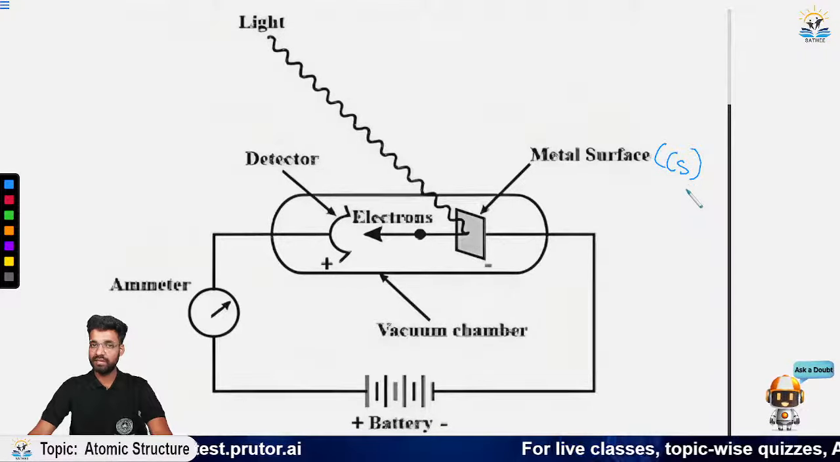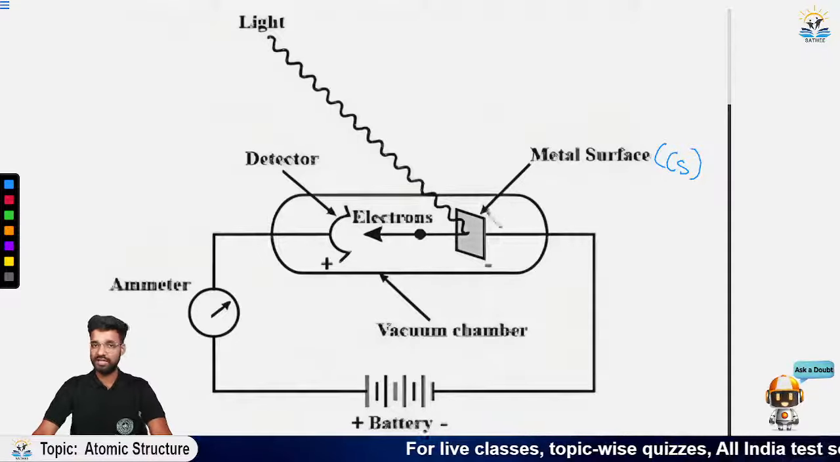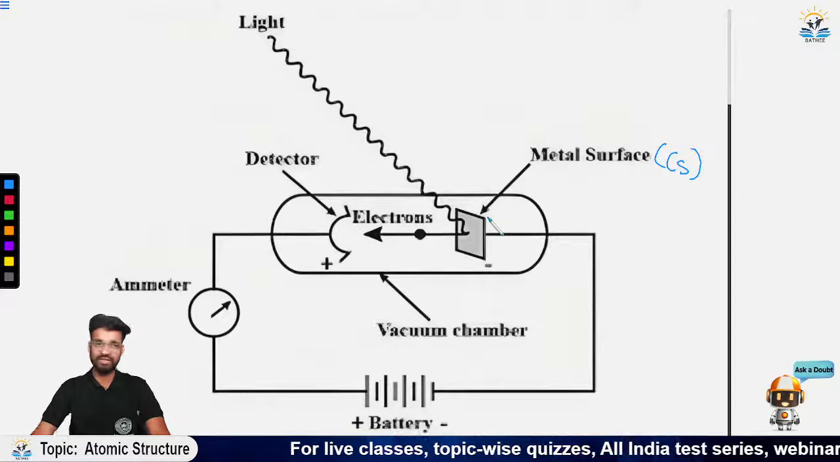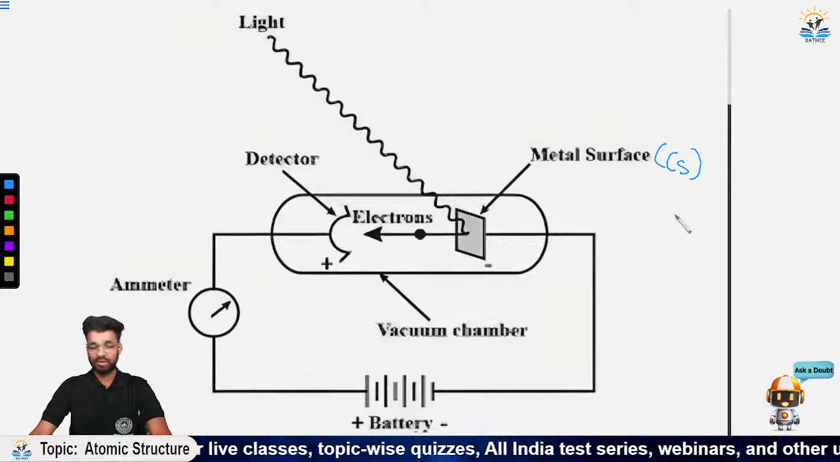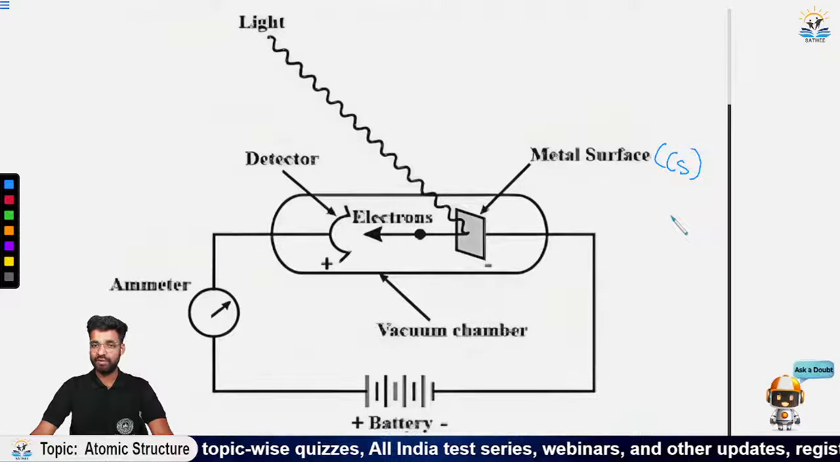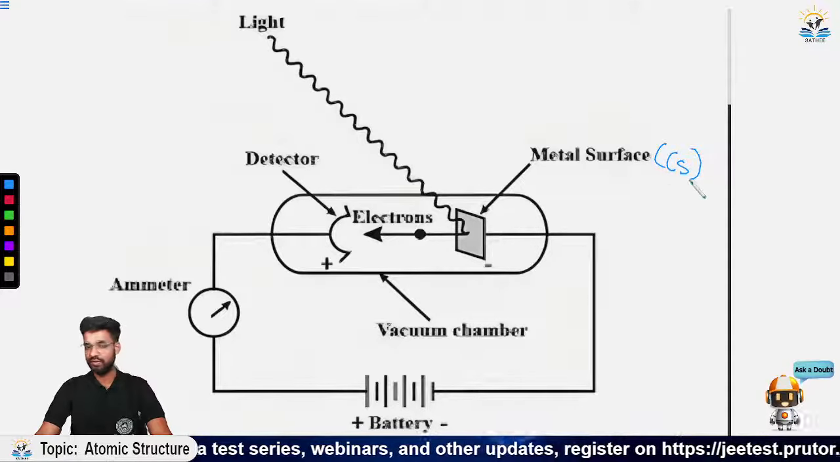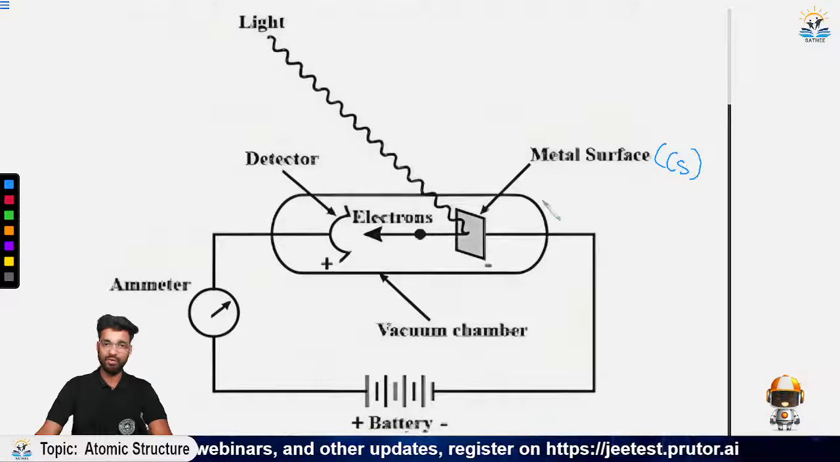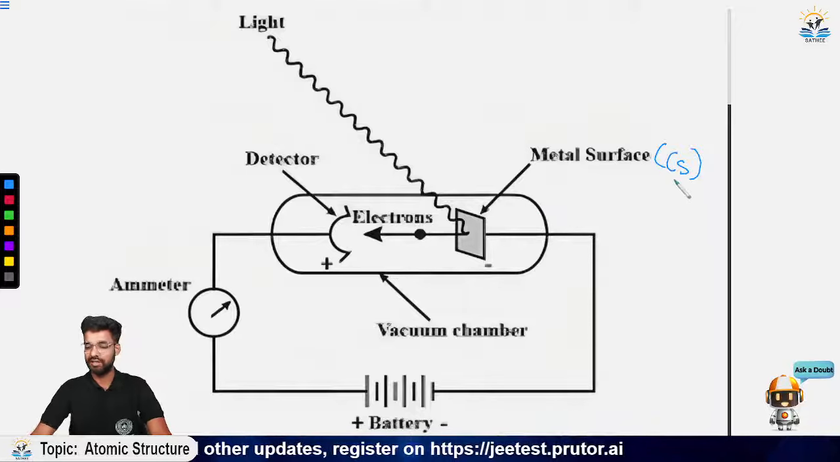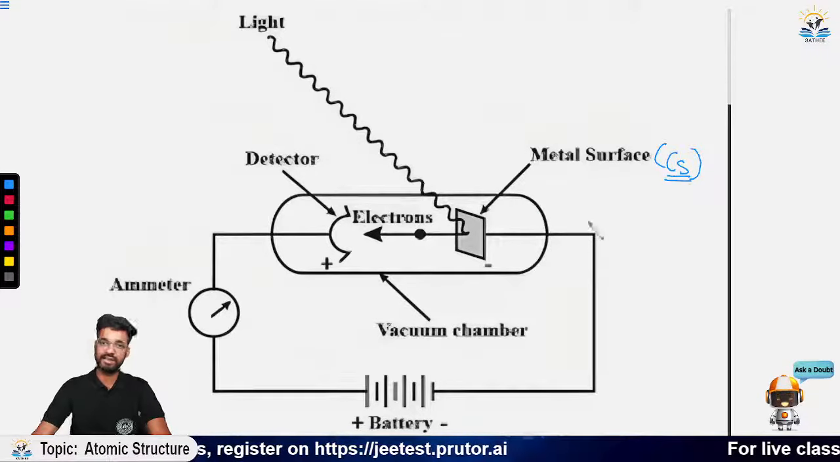Why are we taking cesium? What is the relation between lower ionization potential and the light we are using? Less ionization potential means we will require less energy to abstract that electron. So we take that metal which has the lowest ionization potential. Cesium is the most suitable candidate.